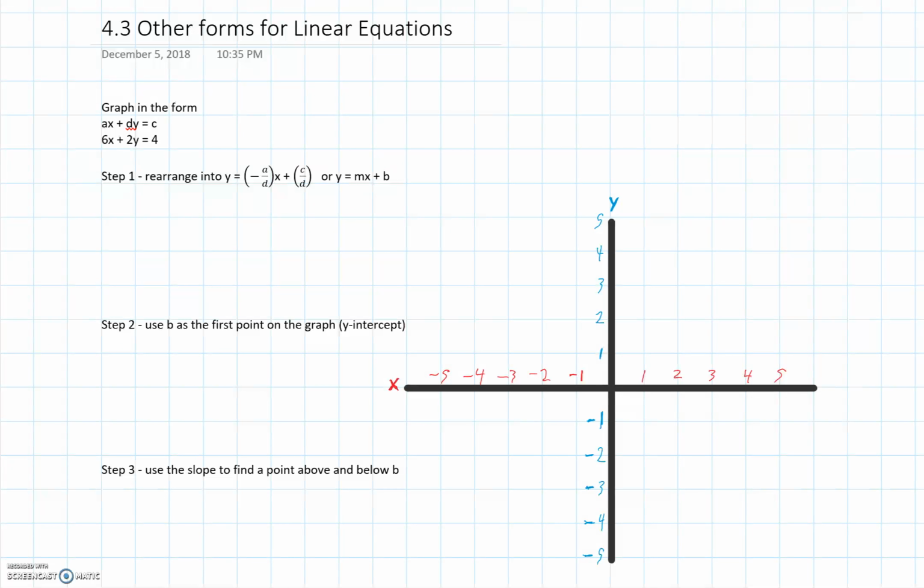Hello and welcome to my video 4.3, Other Forms for Linear Equations. In the last video, we looked at y equals mx plus b. And we talked about this being the slope, or the steepness of the graph, and this being the y-intercept. We need to have that previous knowledge, so if you don't remember this, please rewatch the last video, 4.2. But with that in mind, once we have it in the form y equals mx plus b, then we can easily do our graphing based off the last video.